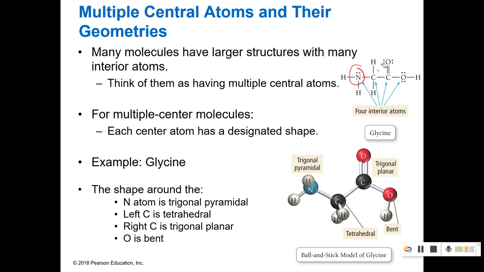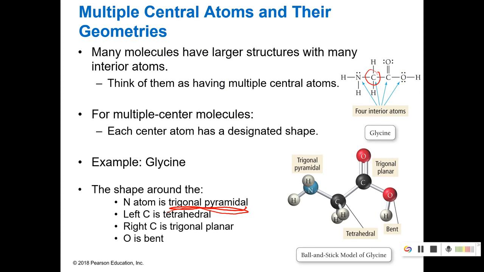So what I would say, if you're looking at only nitrogen here, we're not even paying attention to anything over here. Nitrogen has 1, 2, 3 bonds, 1 lone pair. So it's trigonal pyramidal and everything that goes with it. Less than 109.5, sp3.